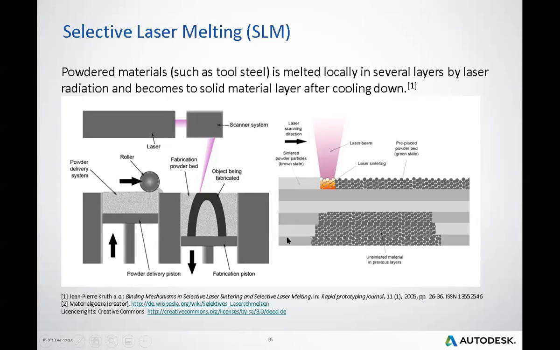And then more in detail in the right picture, we can see the sinter powder particles, which we call the brown state, and then the laser beam shoots the powder, which we call laser sintering. The powder melts down and combines together to make the part. And then the unsintered material will be the support, so the part is not moving anyway. So this technique is quite useful for us to make cooling channels with complex shapes.